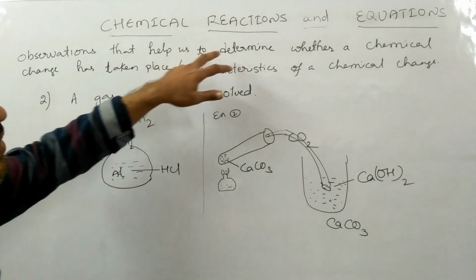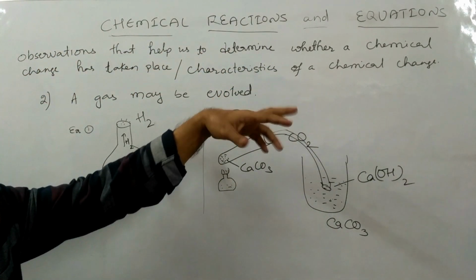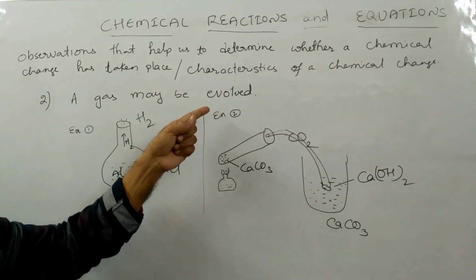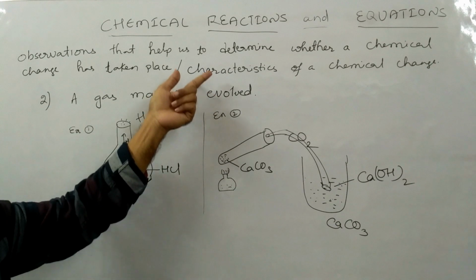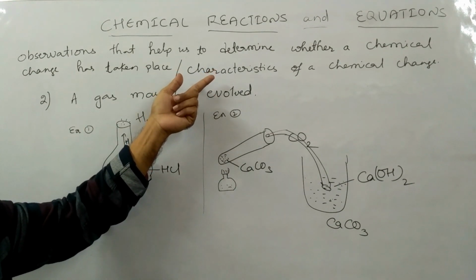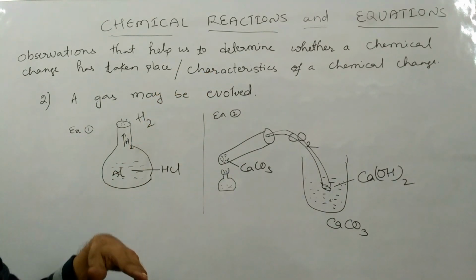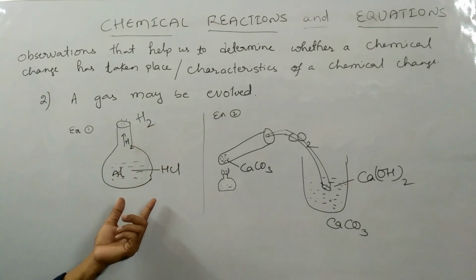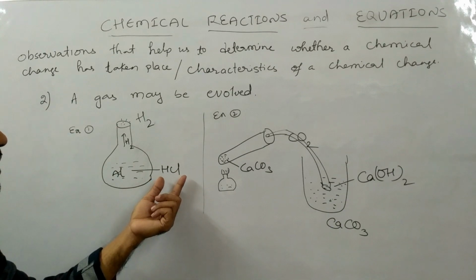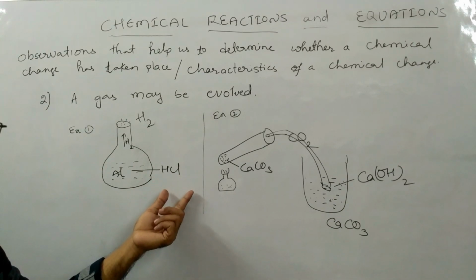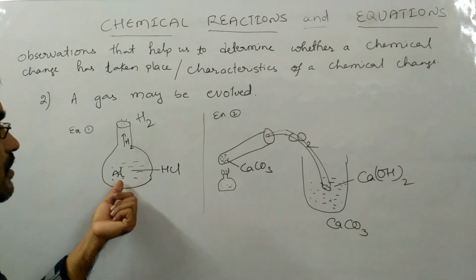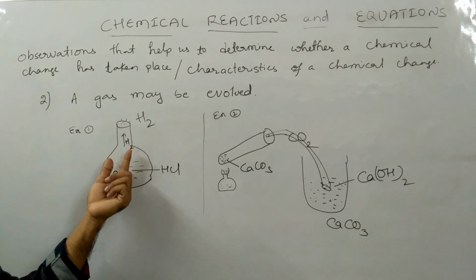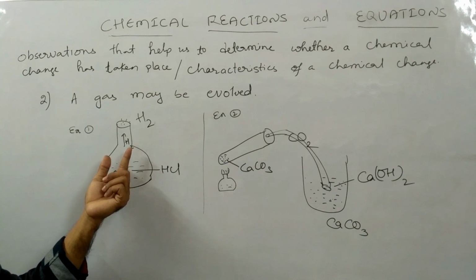Another observation to determine the chemical change is release of gas. If a gas is evolved, we can say a chemical change has taken place between the substances reacting. One of the examples is, when acids like hydrochloric acid, sulfuric acid, nitric acid react with metals like aluminum and zinc, they will release hydrogen gas.